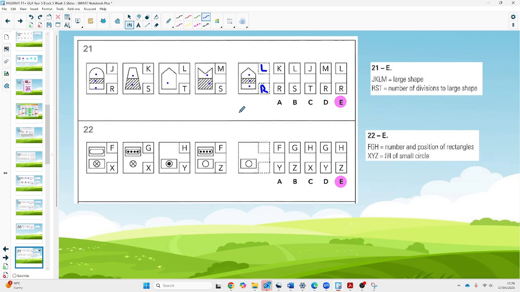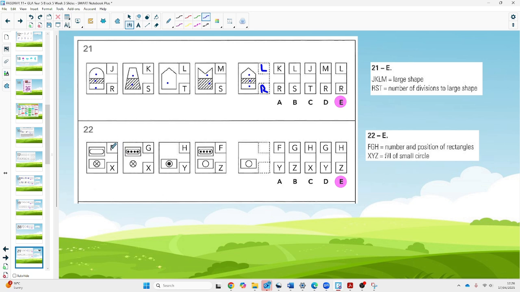And that's quite a commonality as well within horizontal codes, is to actually divide things up into sectors or sections or quadrants. So it's always worth just looking at that carefully to see how many parts that shape is made up of. 22, we've got F, G and H.